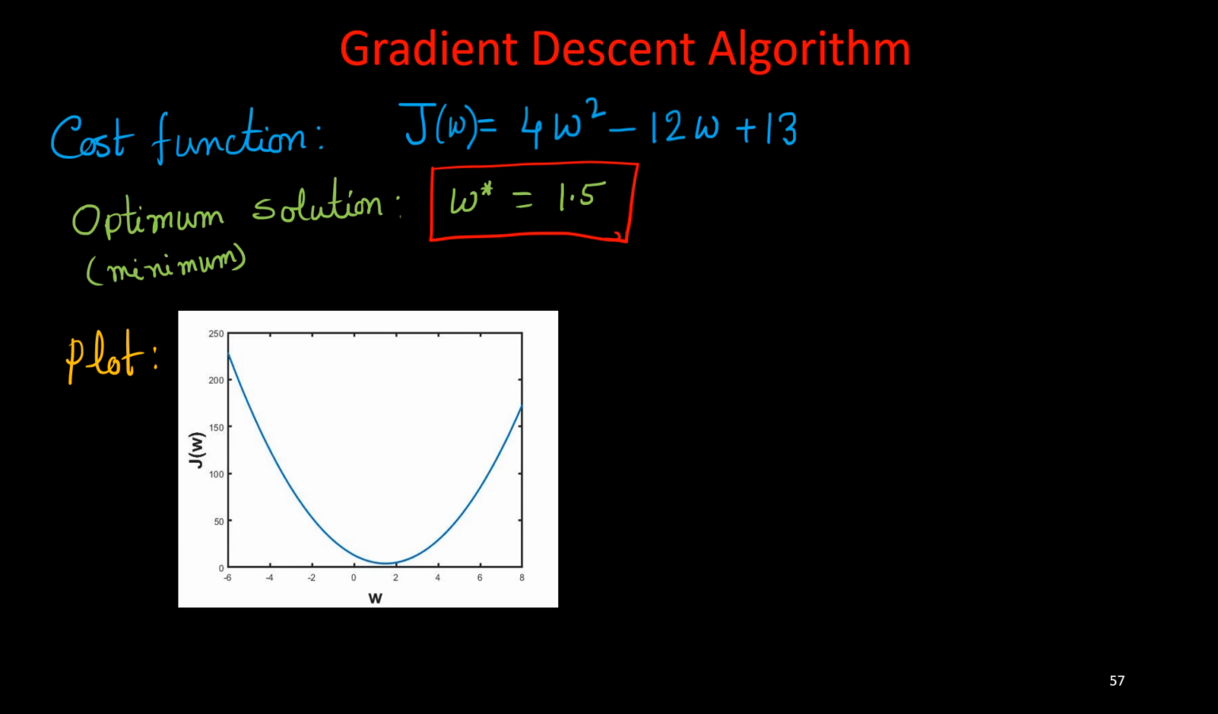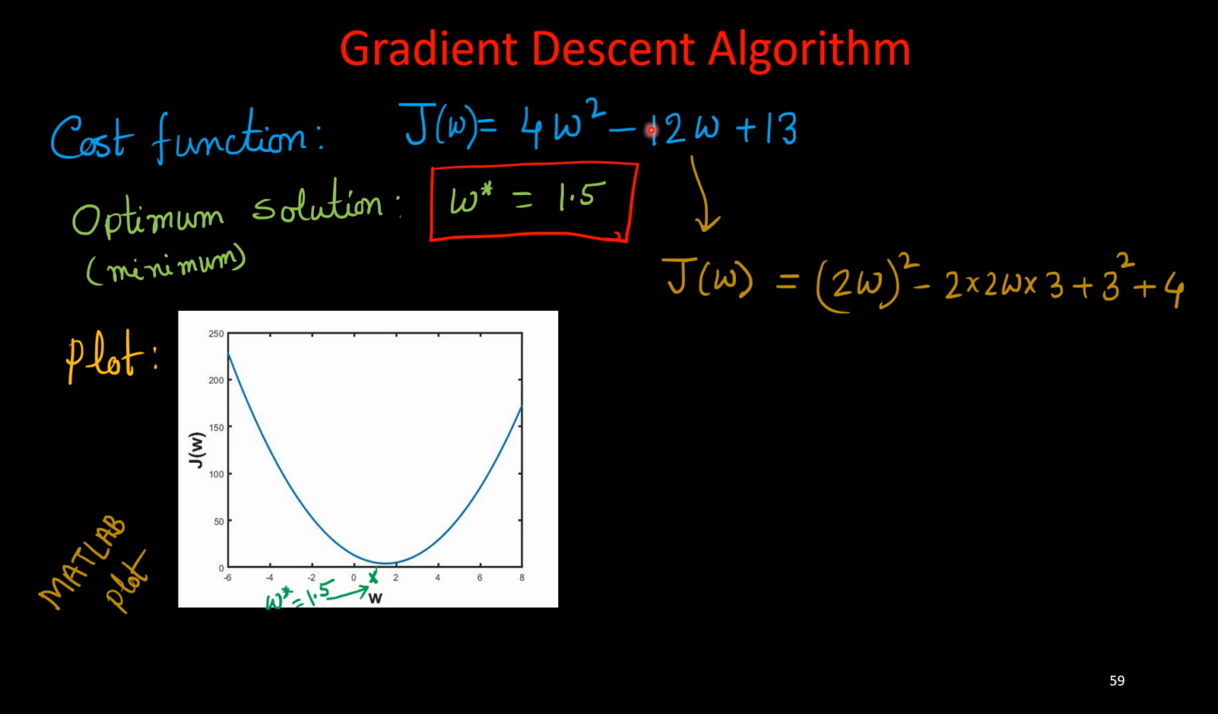Now for this problem, I have plotted this cost function J of w versus w, and in this plot you see this is a convex function. It's a quadratic equation, and I have considered this one from a MATLAB plot. I'll discuss this code, and we'll discuss in detail the MATLAB code for this gradient descent algorithm. And you see, this is the minimum point here, w star equal to 1.5.